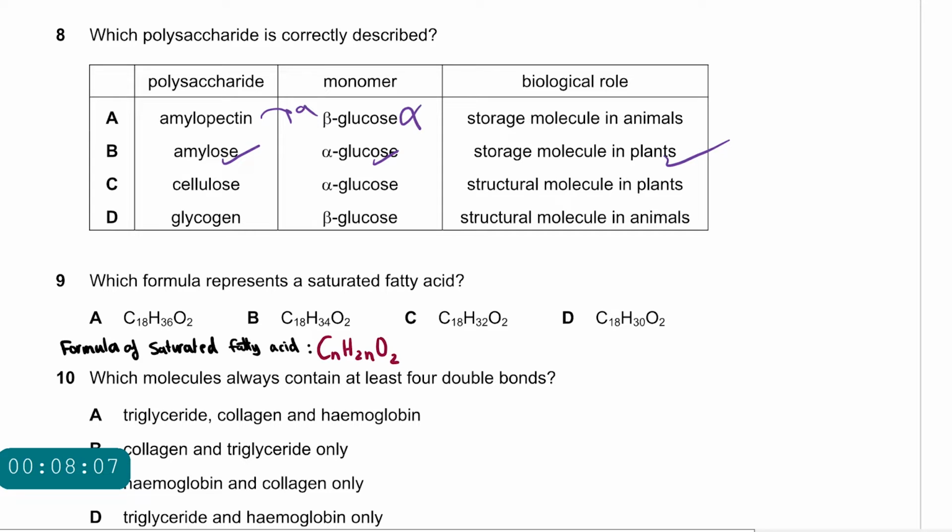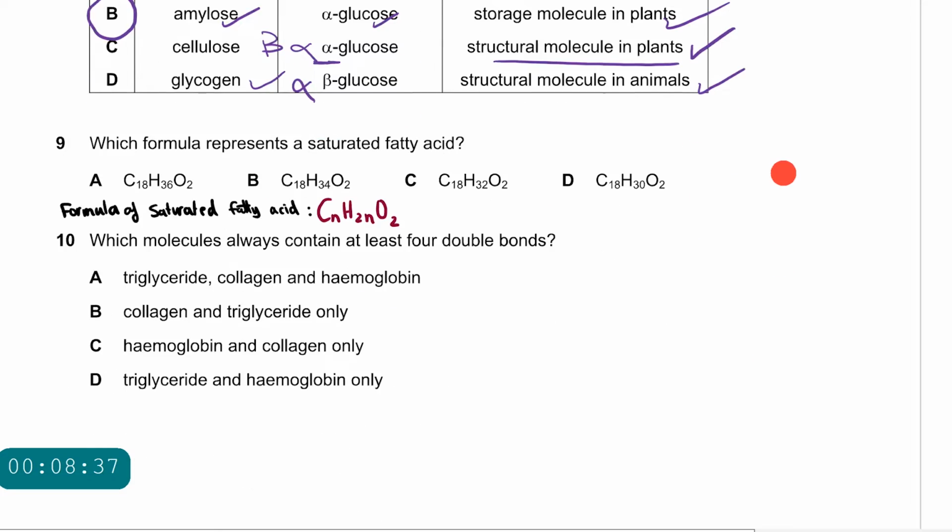Let's see the rest. Cellulose. It assumes here it's alpha glucose. This is incorrect. It's actually beta glucose. And it has a structural role in plants. This statement is correct, actually. Polysaccharide glycogen. It does not have beta glucose, and it is a storage molecule in animals. So the correct answer is B.